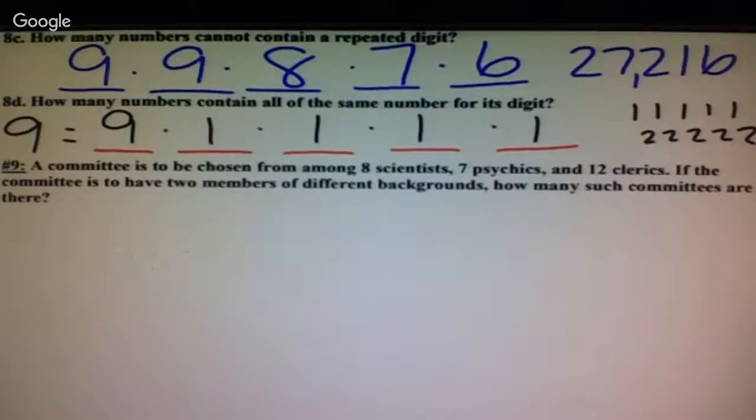I don't use pencils. Okay, this one's kind of like the quarterback, linebacker, wide receiver one that we did yesterday. A committee is to be chosen from 8 scientists, 7 psychics, and 12 clerks. If the committee is to have 2 members from different backgrounds, how many such committees are there? So I need to pick 2 things to go together. What can I pair together?